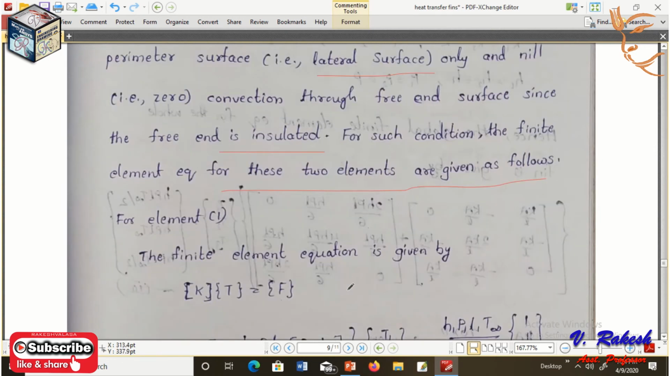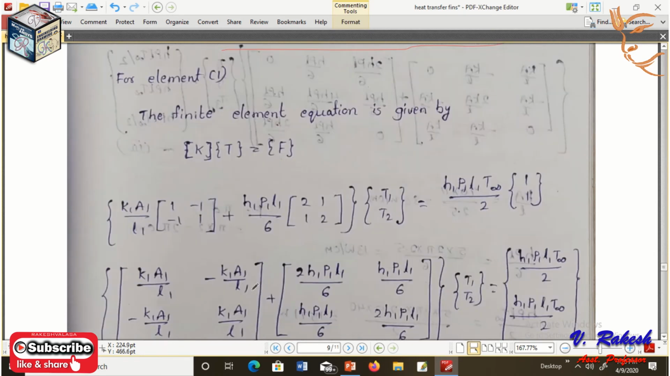For element 1, the finite element equation is given by Kt equal to F, that is K1 A1 by L1 [1 -1; -1 1] plus H1 P1 L1 by 6 [2 1; 1 2] into [T1 T2] equal H1 P1 L1 T infinity by 2 [1; 1].